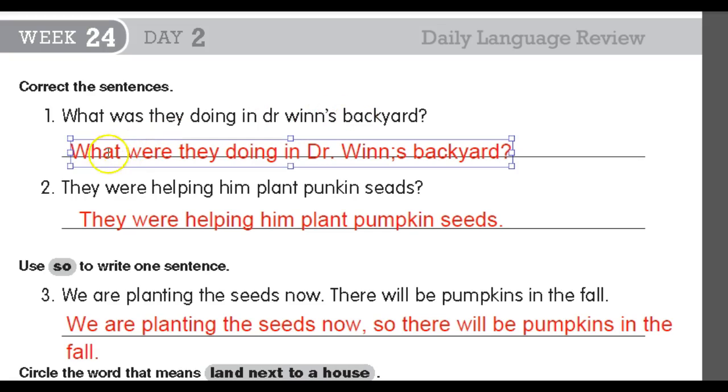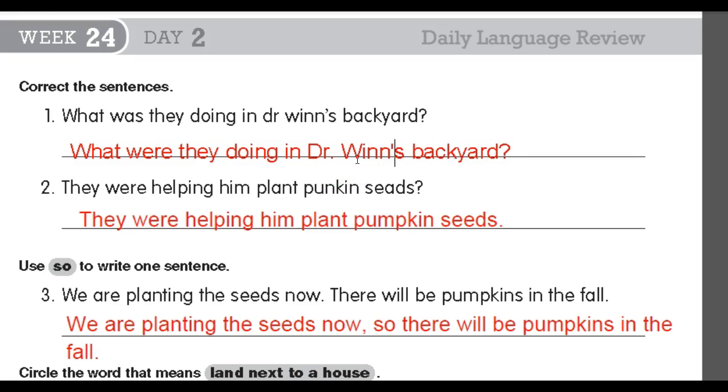What was they doing in Dr. Wynn's backyard? So it'd be what were, since there's more than one, they doing in Dr. Wynn's. Doctor is capital D, R period. His last name should be capitalized. And then you should have an apostrophe S because the backyard belongs to Dr. Wynn. And we need a question mark.